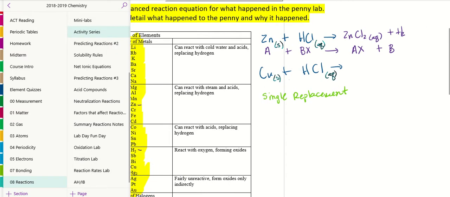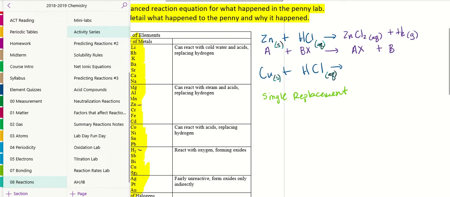And what's your state for H2? What did you guys see in the reaction? Yeah, you guys saw bubbles in your reaction. You guys saw that H2 being formed. And what happened to your penny? What? I can't hear you. It got brittle.